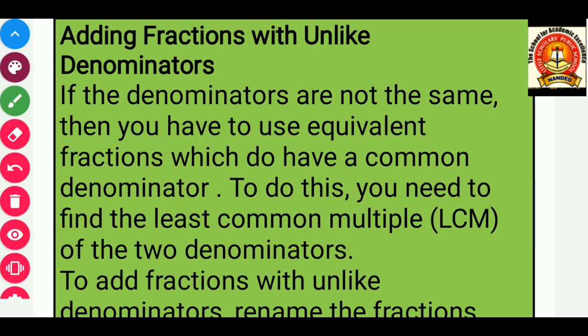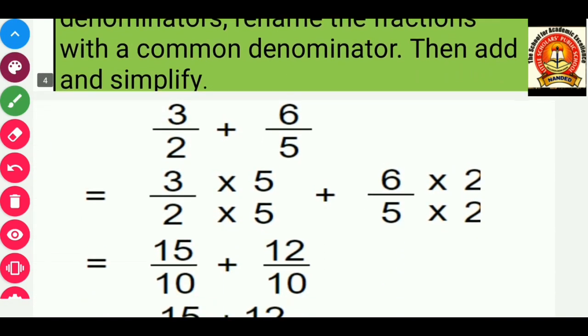Now moving to the next, adding fractions with unlike denominators. We have just seen adding fractions with like denominators, like means same denominator. Now suppose the denominators are not the same, then you have to use equivalent fractions. In the last session we saw the equivalent fractions which have a common denominator. To do this you just need to take out the LCM, that is the least common multiple of both denominators. To add fractions with unlike denominators, you just need to get the same denominator. We'll go through the example.